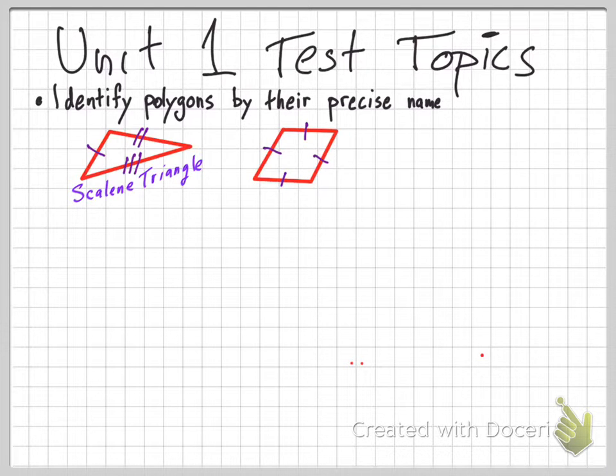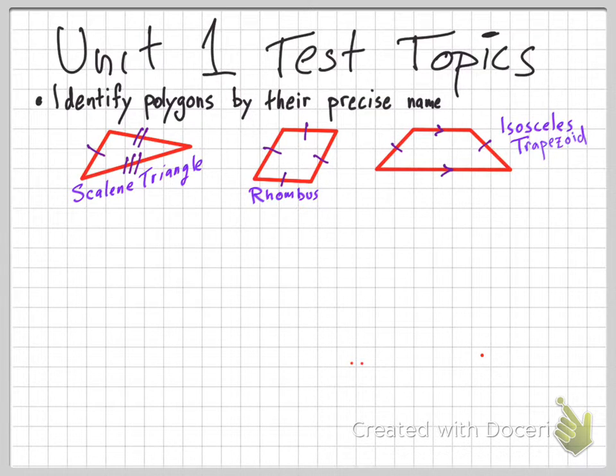Or if you saw that, hopefully you would know to call that a rhombus. Or what about this guy here? I see a pair of parallel lines. I see two other sides that are congruent. That must mean it's an isosceles trapezoid. Okay, so some problems like that.